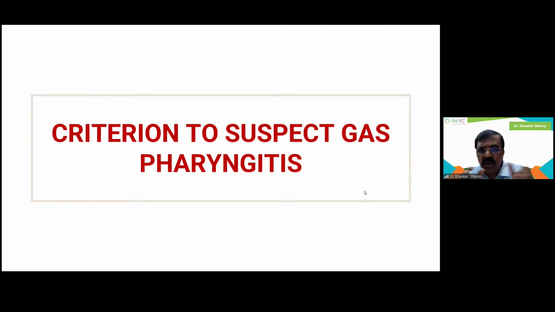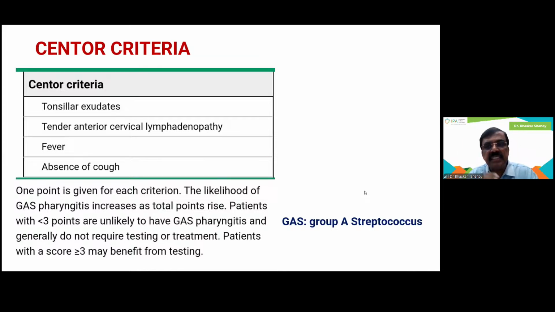Then do you have a criteria to suspect group A beta hemolytic streptococcal pharyngitis? Yes, there are various clinical criteria which are very simple to practice. It doesn't even take 1 minute if you are an experienced pediatrician.